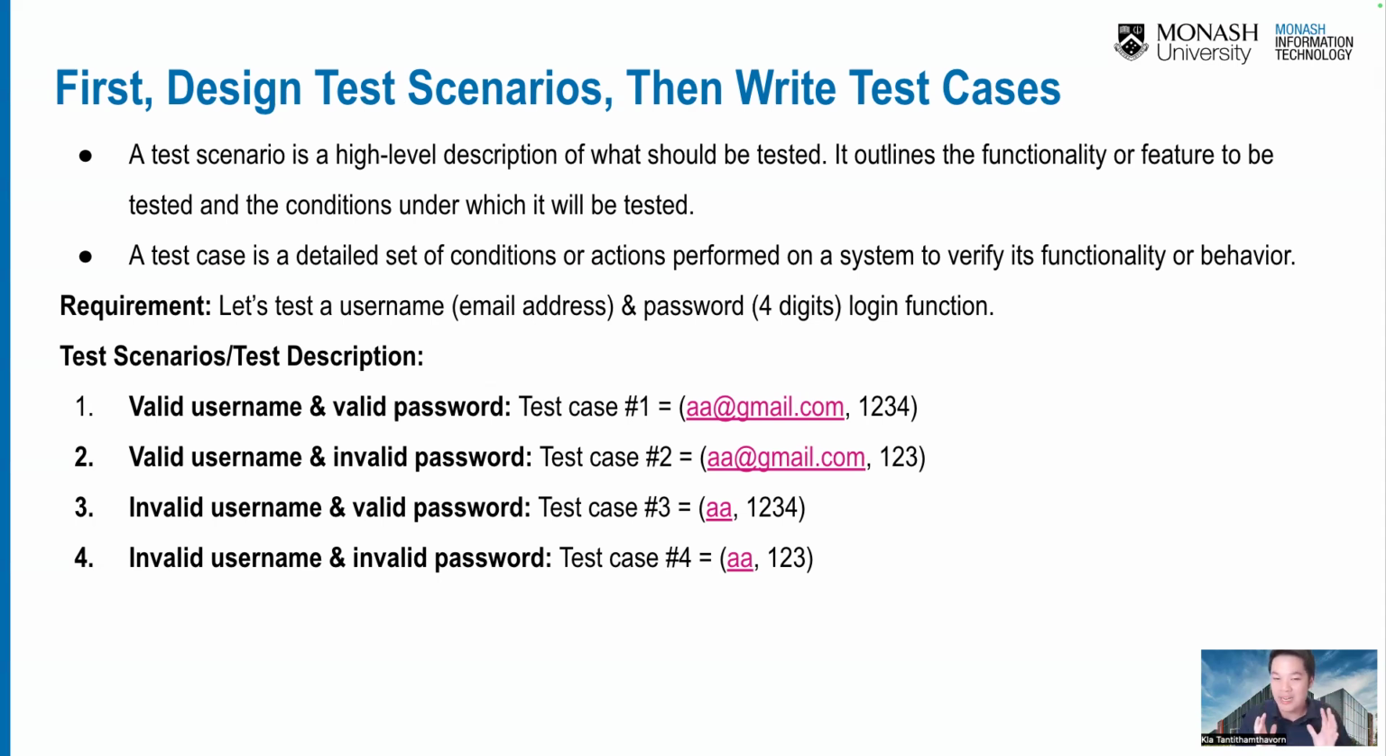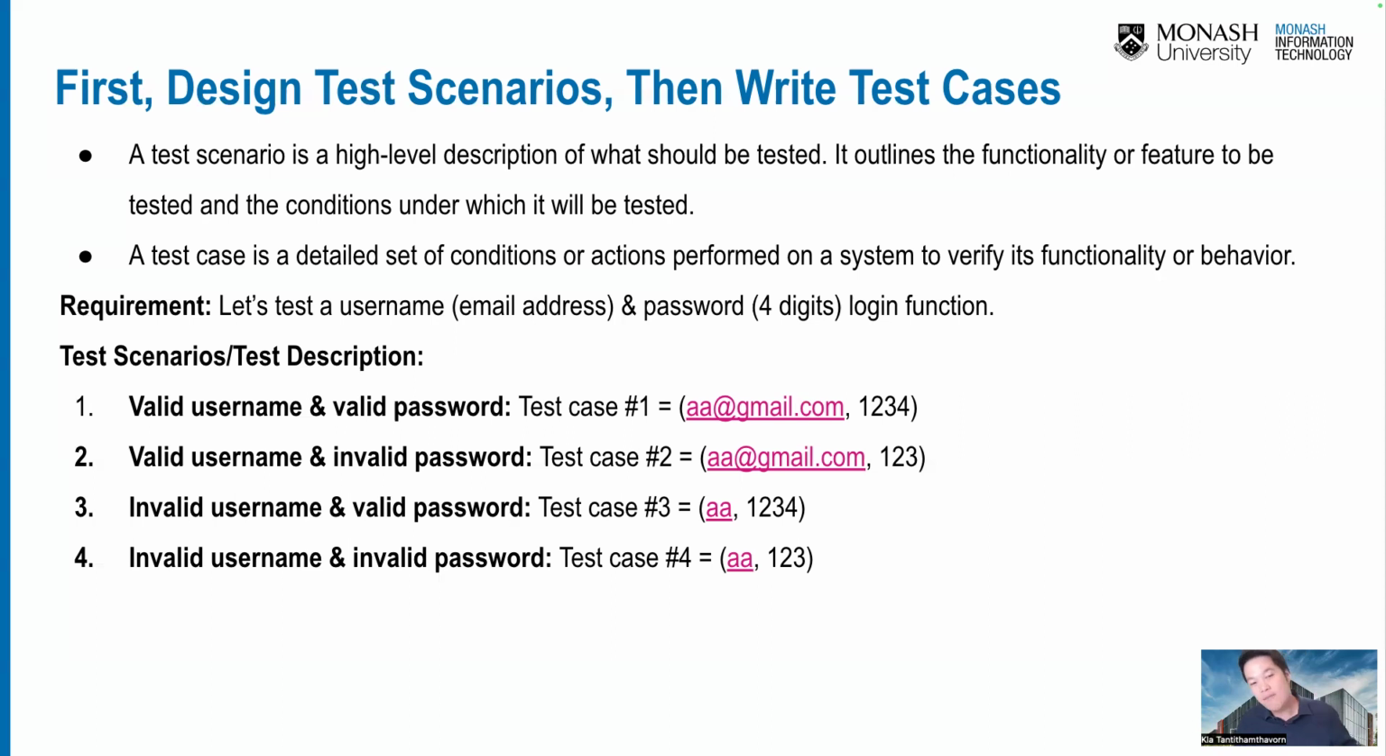These are the possible scenarios that we need to cover systematically if we want to test the username and the password field here for the login function, all right? And once we come up with the 4 test scenarios, then we can derive or design the 4 test cases that belong to those test scenarios, right?